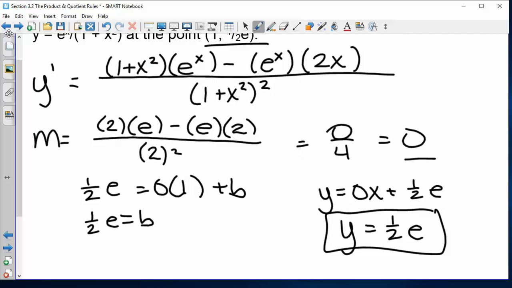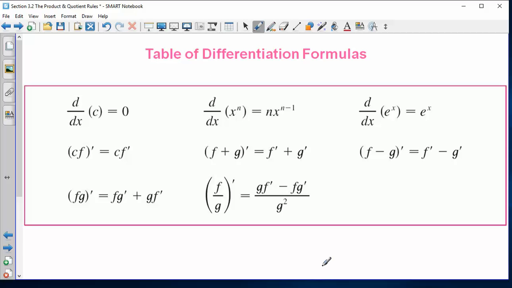The last slide just has a summary of everything we've learned to this point. You know, derivative of a constant is 0. If you have x to a power, power comes down, subtract 1. Derivative of e to the x is e to the x. We talked about multiplied by a constant, addition, subtraction, and then the new piece, the product and quotient rules. So this slide is pretty important. That's just a summary of what we know to this point.